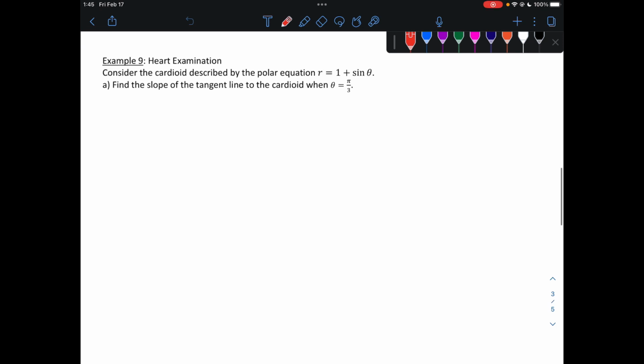All right, let's take a look at a problem. Consider the cardioid described by the polar equation r equals 1 plus sine theta. Find the slope of the tangent line to the cardioid when theta equals pi over 3.